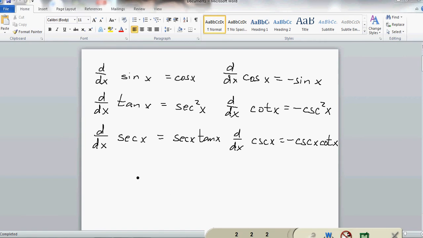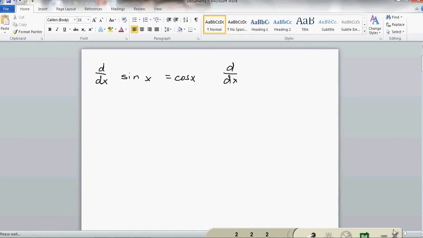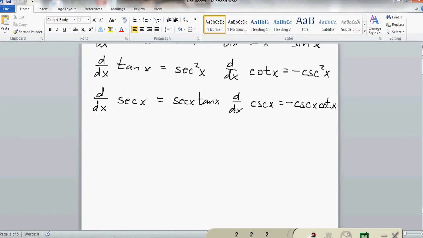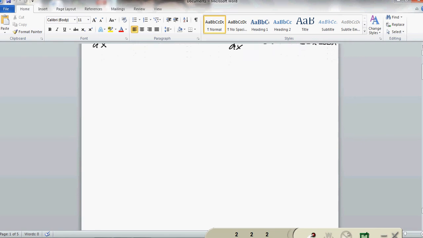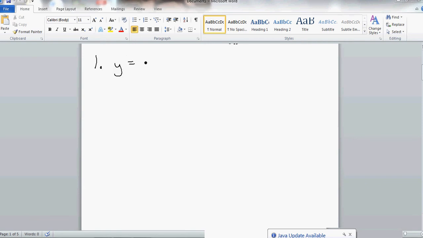So here we are ready for a particular example. Example number 1. We are asked to find the derivative. Y equals the cosecant of x plus cotangent of x times the cosecant of x minus cotangent of x. Now here is the product rule being asked for over and over again. So we're going to leave this one alone.